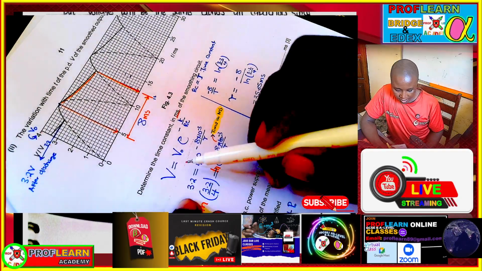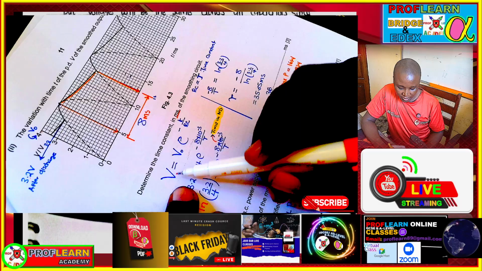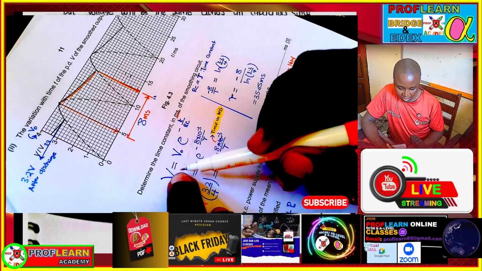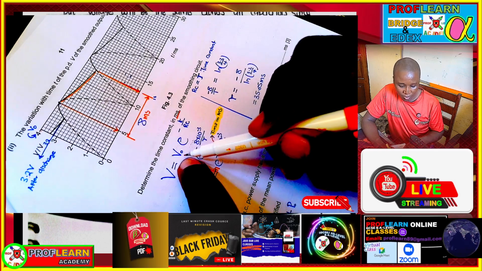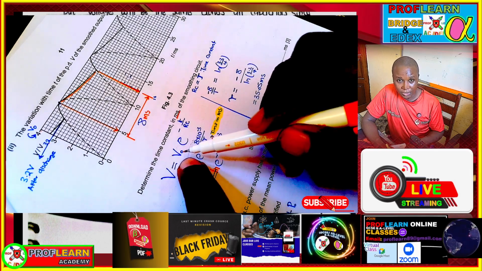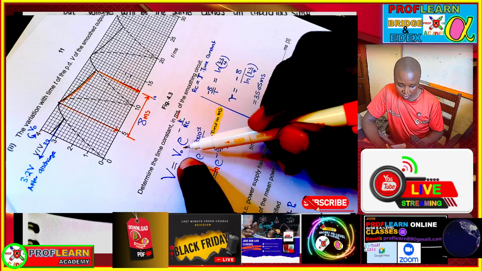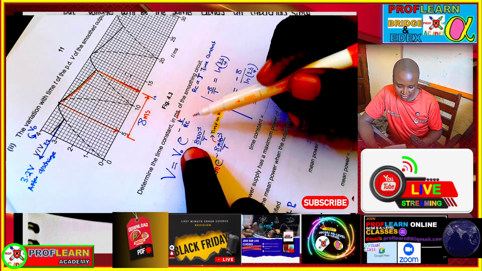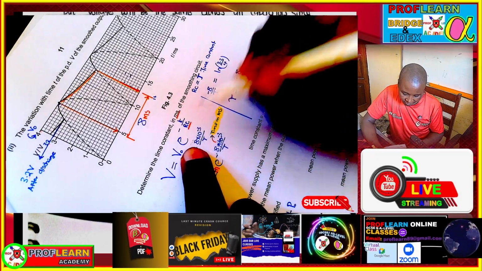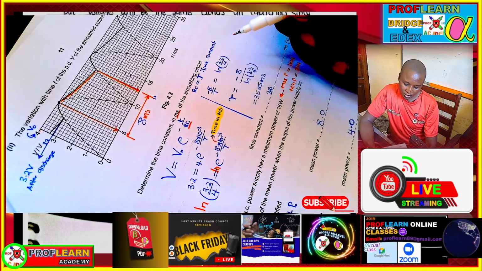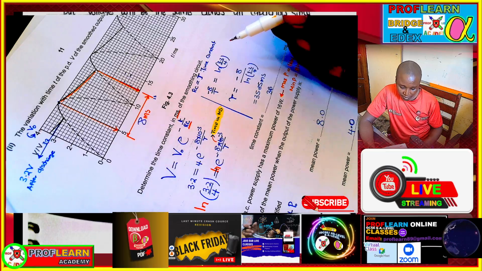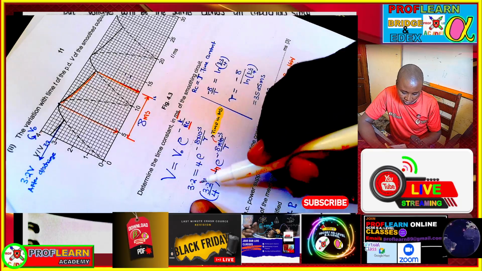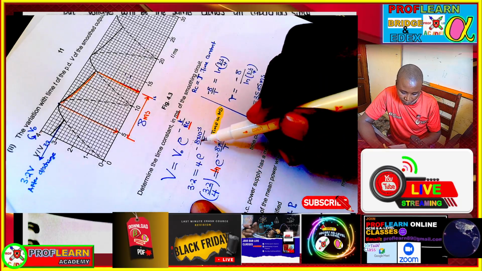So we shall use the relation that the voltage that is remaining after the decay is equal to the initial voltage, the original voltage, times the exponent of negative t over RC, whereby RC is the time constant. RC is the time constant in this particular case. So we can now say 3.2 is equal to 4e to the power of negative 8.